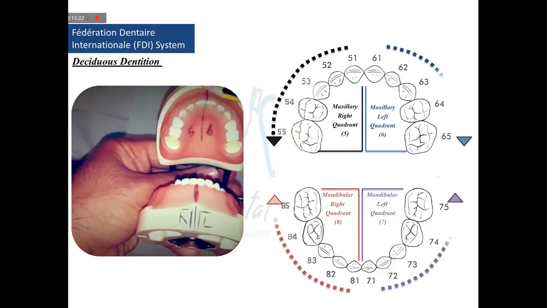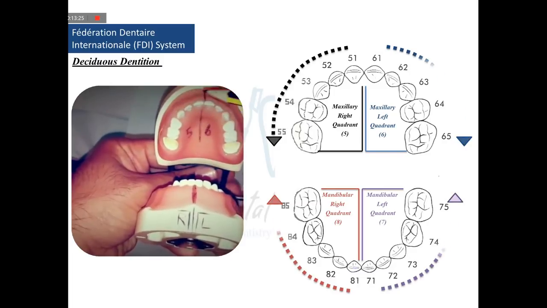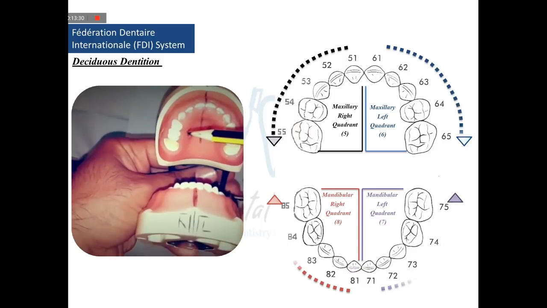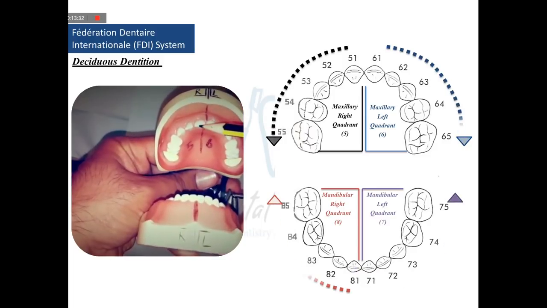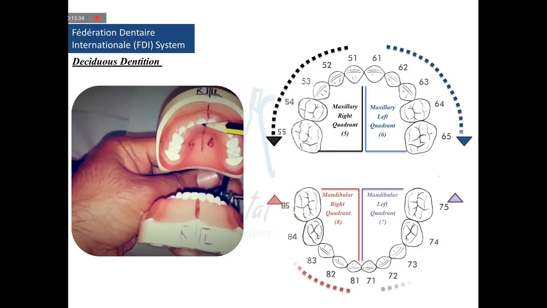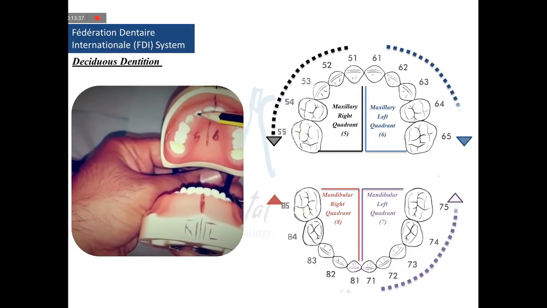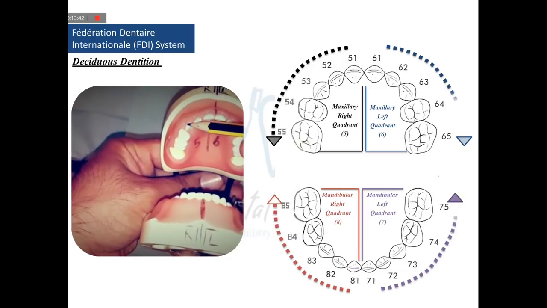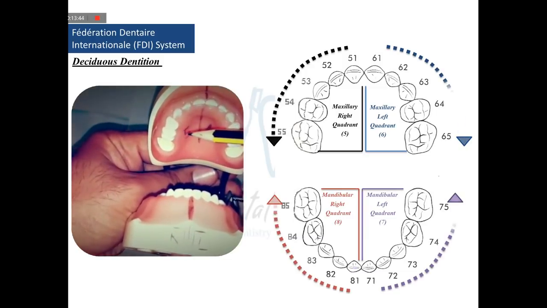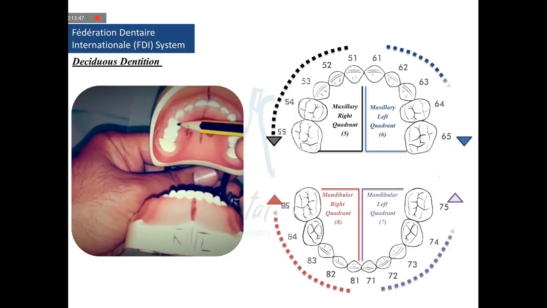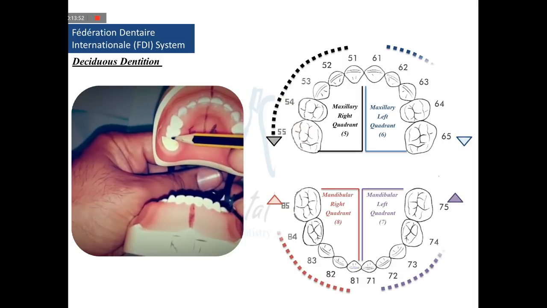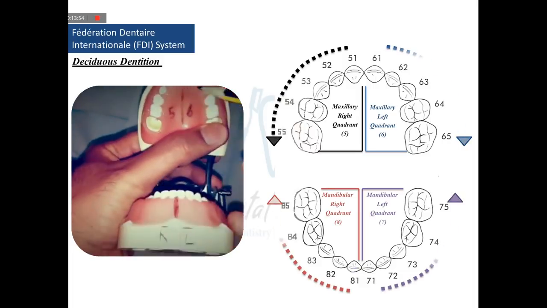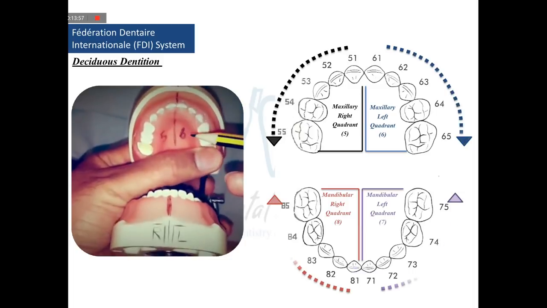For the upper right quadrant, as I told you, we mark it as quadrant number 5. After marking it as quadrant number 5, when we start to count the teeth from the midline, the first tooth from the midline is the central incisor, so we will write it as 5-1, 5-2 for the lateral incisor, 5-3 for the canine, the third tooth from the midline, 5-4 for the first deciduous molar. Now the last tooth in this quadrant is the second molar, that will be mentioned as 5-5.